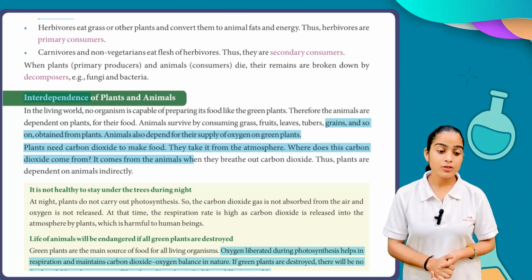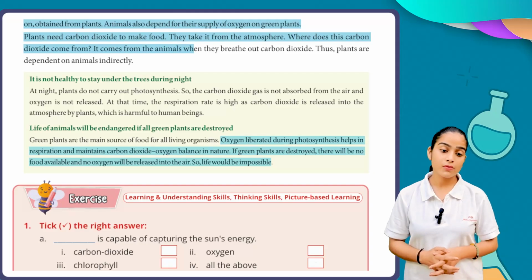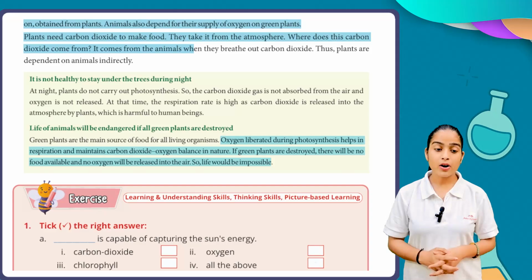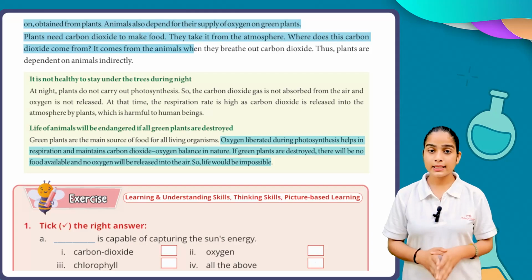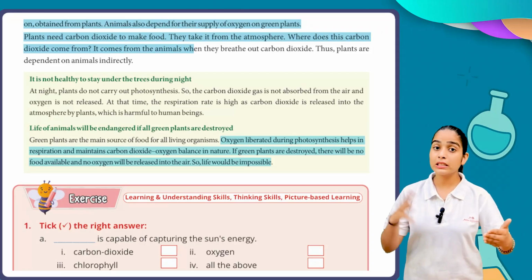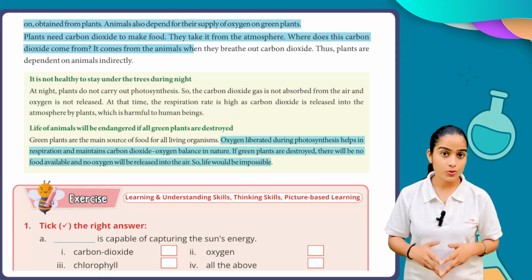Next we have: it is not healthy to stay under the trees during night. Why? Because at night plants do not carry out photosynthesis, so carbon dioxide gas is not absorbed from the air and oxygen is not released. At that time, the respiration rate is high, as carbon dioxide is released into the atmosphere by plants, which is harmful to human beings. So what we understand here is that plants only release oxygen in the daytime, because at that time they make their food with the help of photosynthesis.